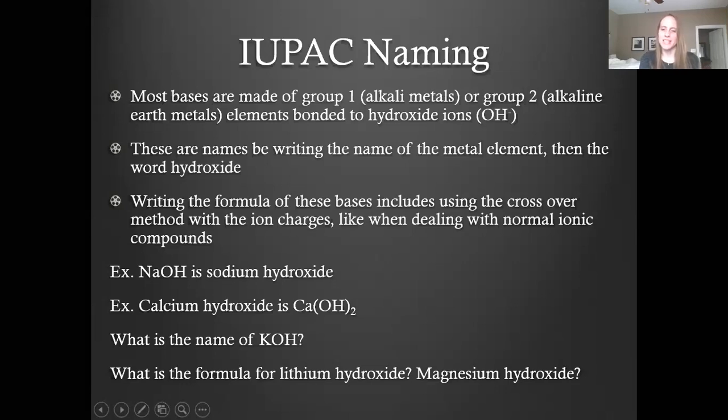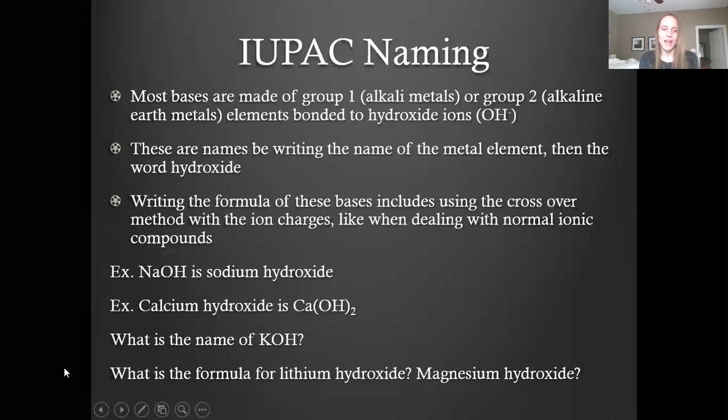Calcium hydroxide is Ca(OH)2. Don't forget, just like with all ionic compounds, when we go from a name to a formula, like with calcium hydroxide here, we have to cross over our charges. Calcium has a charge of 2, we cross that over, and because that 2 applies to the entire OH, the entire hydroxide, and not just the hydrogen, we have to put the hydroxide in brackets to show that. That's really important.